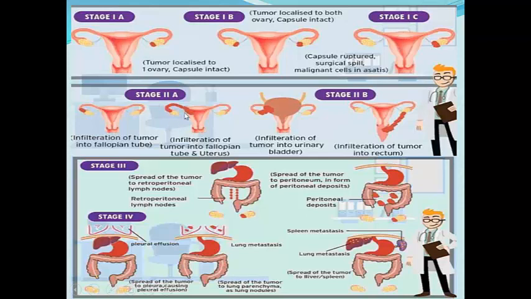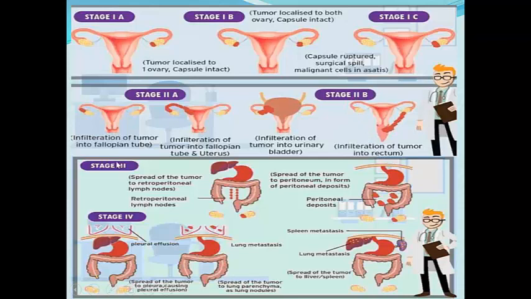Stage 2, and usually we report this stage incorrectly, because if there is infiltration of anything in the vicinity of the pelvis, it is stage 2. If it is in the vicinity of the pelvis, we can do debulking of the whole tumor, so it is stage 2. 2A, if it is reaching the fallopian tube or the uterus. 2B, if it is infiltrating even the urinary bladder, we can manage it as 2B. Infiltration of the tumor to the rectum also can be managed.